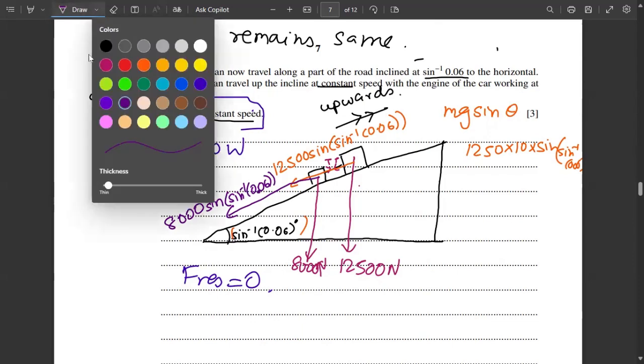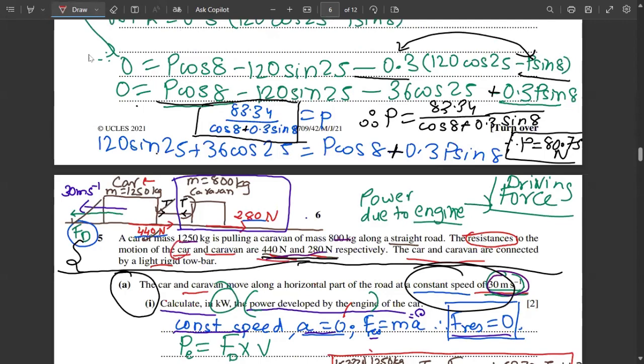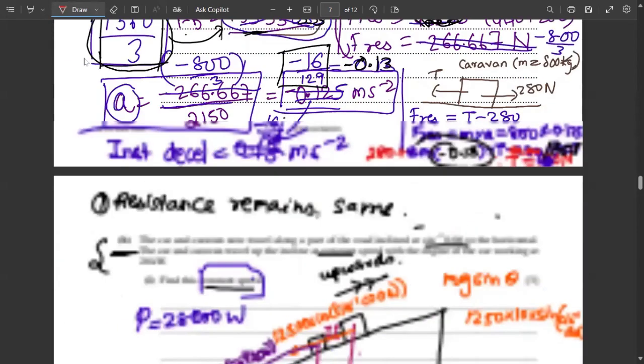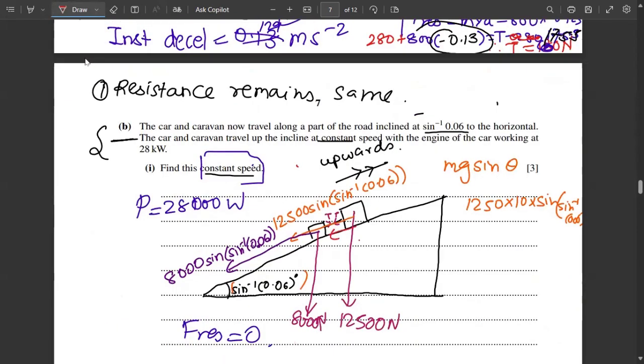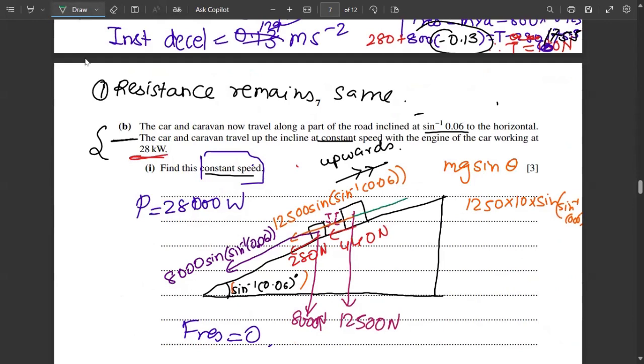And what about the resistance forces? The resistance is 440 on the car, 280 on the caravan. Anything else here? Yes, the power of the engine. That will lead to the driving force on the car. So we have to find the constant speed.